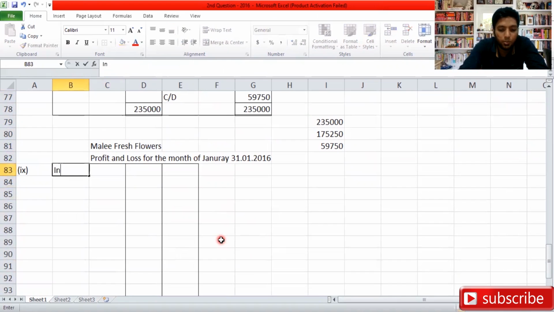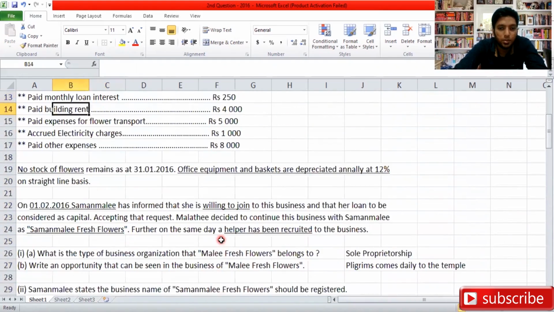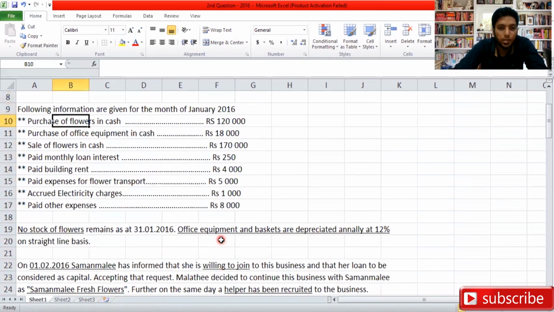So you need to take all your income up, and all your expenses will come down. So let's put all your income up. What was your income in this question? You can see you received an income in this area. These all became your expenses. Purchase of flower, office equipment, you can't take it under profit and loss because it's a non-current asset purchase. It only comes in the cash book, but you don't take it under the income statement.